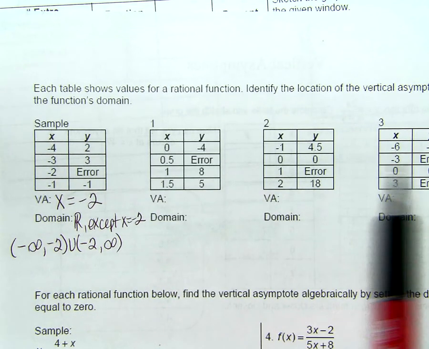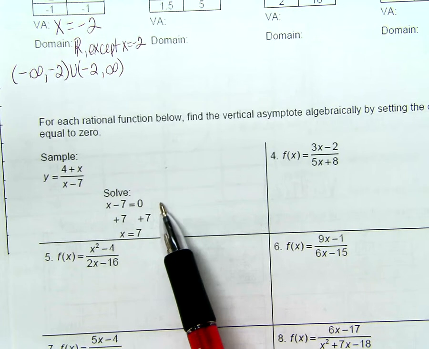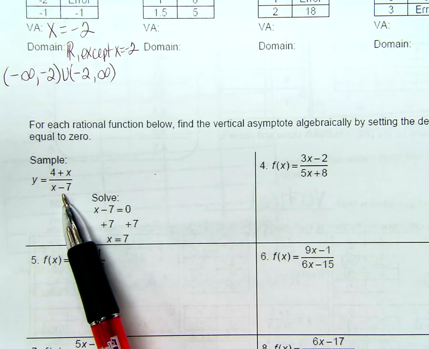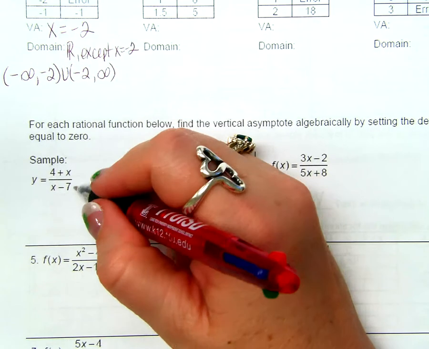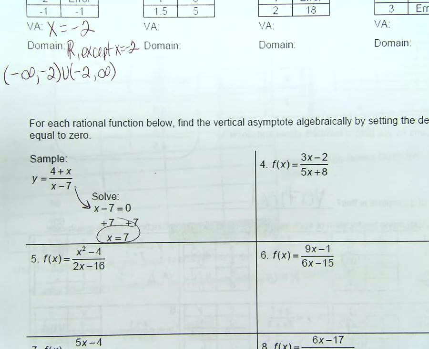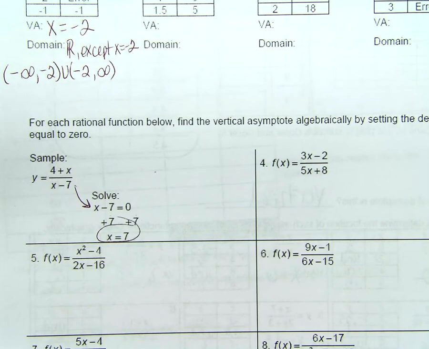So you have these three to do by yourself. Look at this example. For each rational function, find the vertical asymptote. How do you find the vertical asymptote if you have the equation? Set the denominator equal to 0. There's the asymptote. Done. Set it to 0. You add 7 to both sides and you get x equals 7.